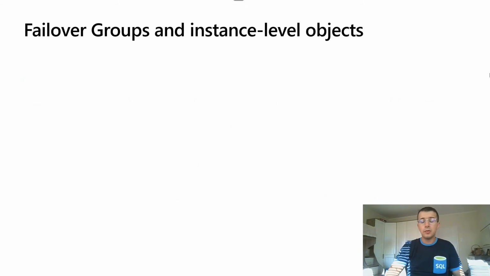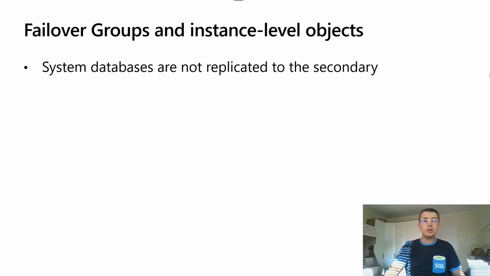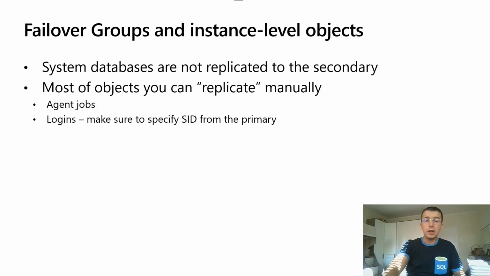Okay, let's continue with some interesting cases. As we already mentioned, system databases are not replicated to the secondary. So what does this actually mean? There are certain types of instance level objects that you still need on the secondary side, and you should replicate them. The good news is that you can replicate them manually in most cases. So agent jobs from MSDB, logins, you can create all of them on the secondary explicitly. Even though it's a read-only replica, your system databases are not being replicated, so they are in read-write mode, and you can create those objects without any problem on your secondary instance.